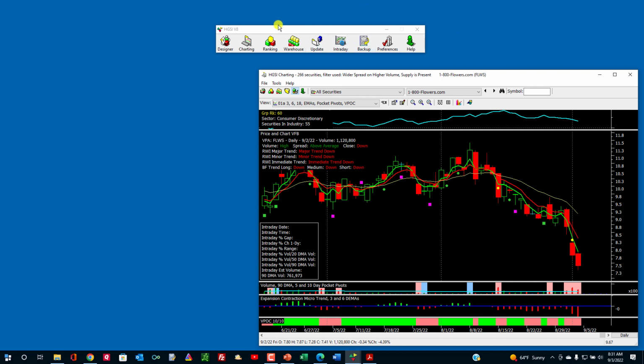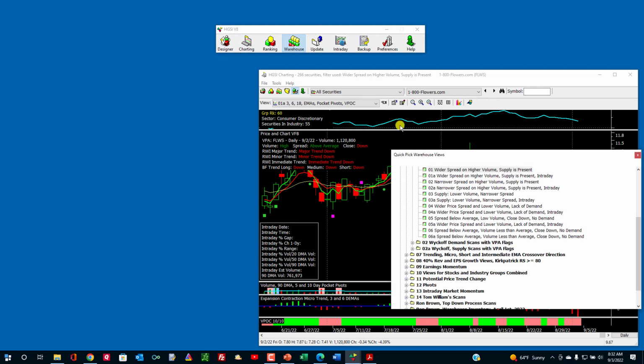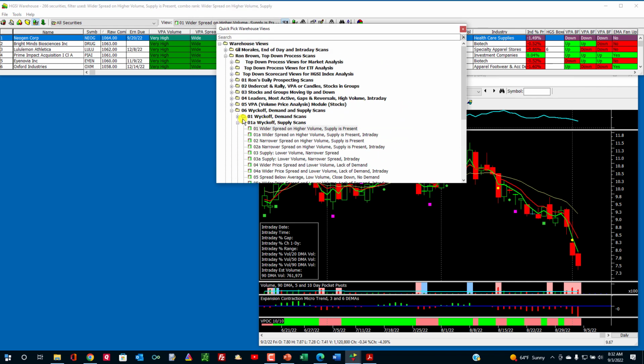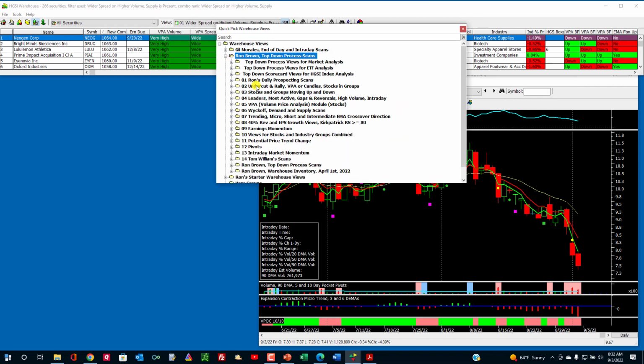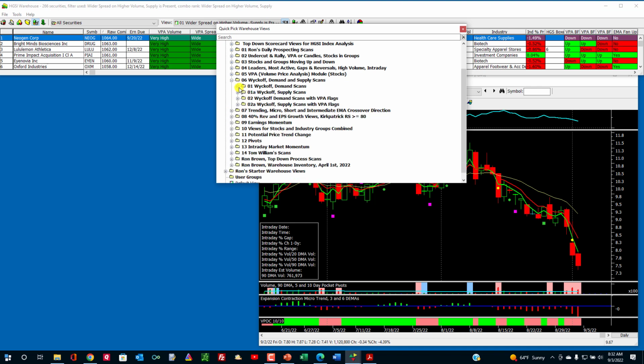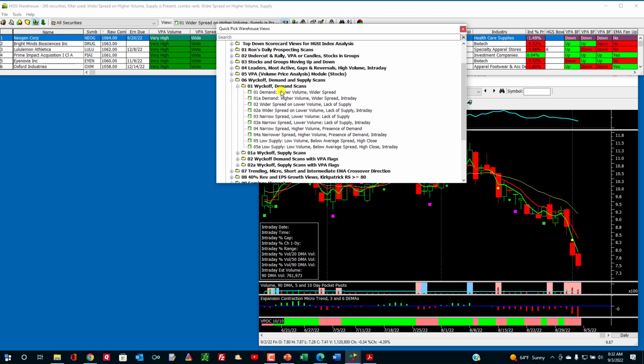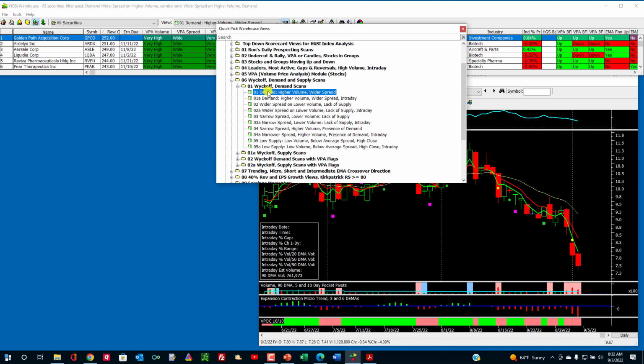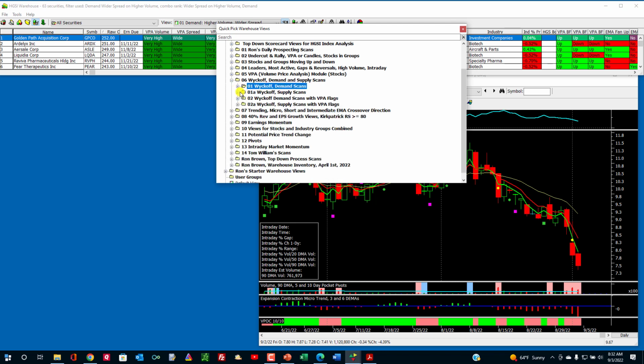By scanning on those factors, we can locate stocks based upon demand and supply, and that's what I'm going to do right now. So I'm going to go into my warehouse views, and if you look under my scans, top-down process, and just go down to the Wyckoff folder number 6, you're going to find demand and supply scans. Now I'm only going to talk about the number 1 scan today, higher volume, wider spread, and the number 1 scan under supplies.